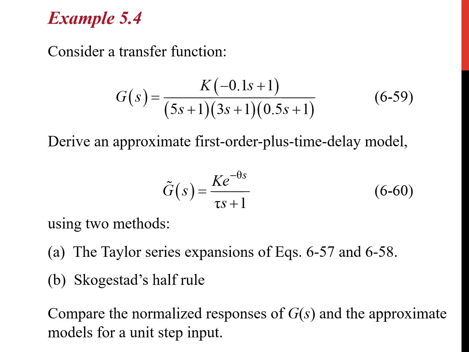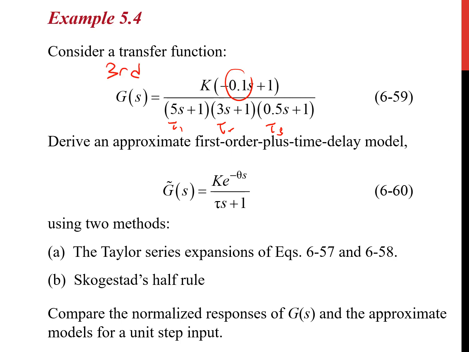Based on this example, we consider the transfer function G equal to K (negative 0.1s plus 1) divided by (5s plus 1)(3s plus 1)(0.5s plus 1). So in this case, you have a third order transfer function where you have tau 1 equal to 5, tau 2, tau 3, and another transfer function at the numerator.